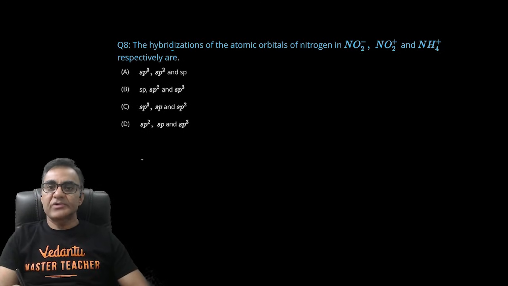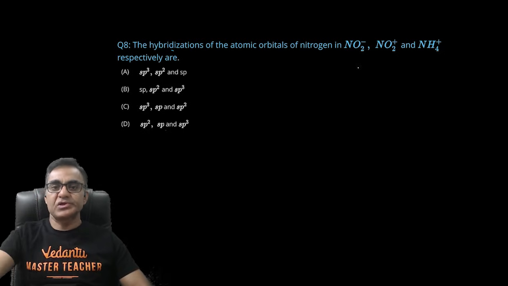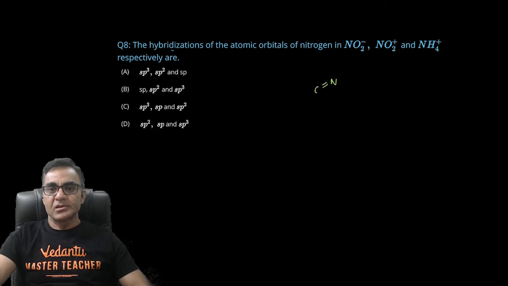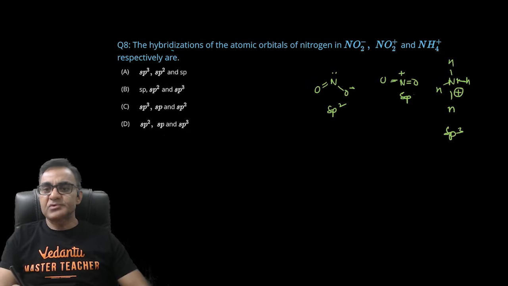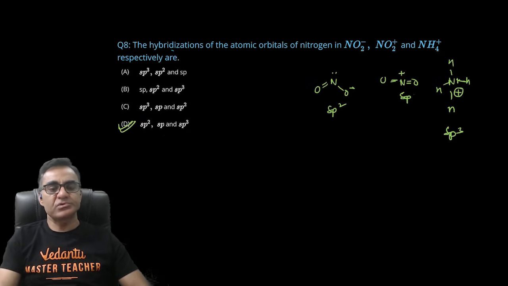द हाइब्रिडाइजेशन ऑफ एटॉमिक ऑर्बिटल इन द नाइट्रोजन, देखो NO2 माइनस जो है ये कुछ ऐसा होता है, राइट। तो एक यहाँ पे लोन पेयर हुआ, sp2 हाइब्रिडाइज्ड हो गया। NO2 प्लस के अंदर प्लस यहाँ पे है, ये sp हाइब्रिडाइज्ड हो गया। और NH4 में एक्चुअली जो नाइट्रोजन है उस पे प्लस चार्ज प्रेजेंट होता है, 4 एटम कनेक्टेड है, sp3। तो sp2, sp and sp3, so D answer is going to be the correct one.